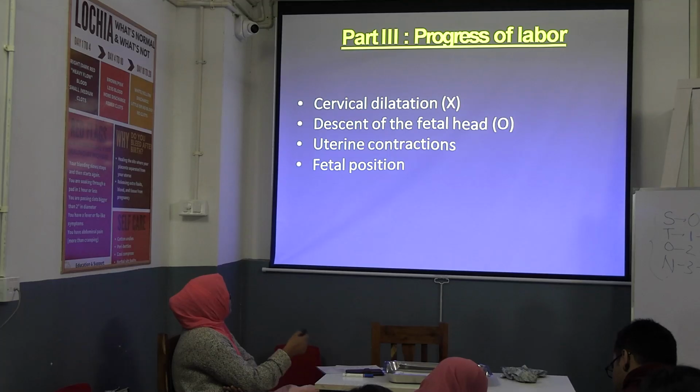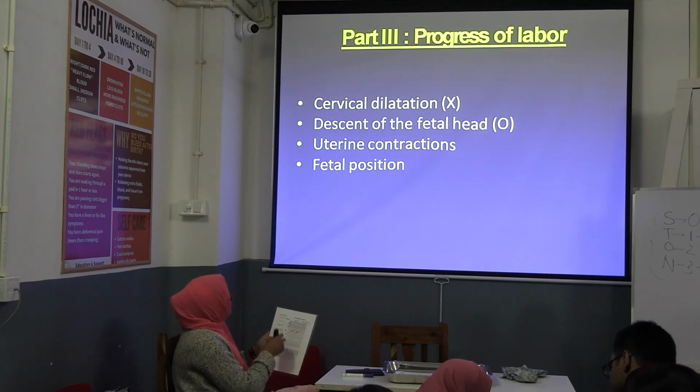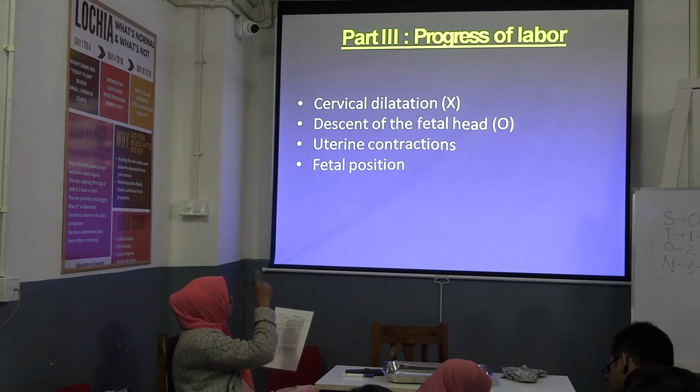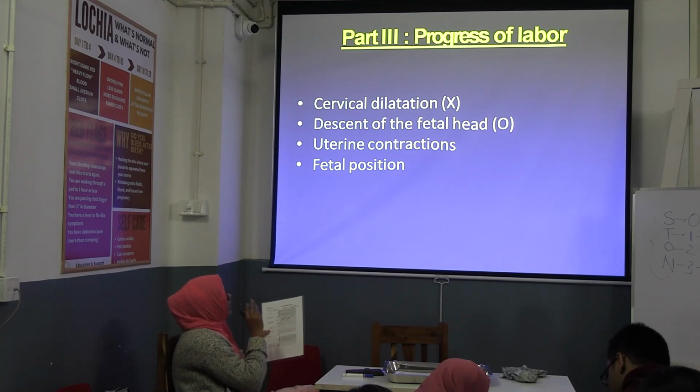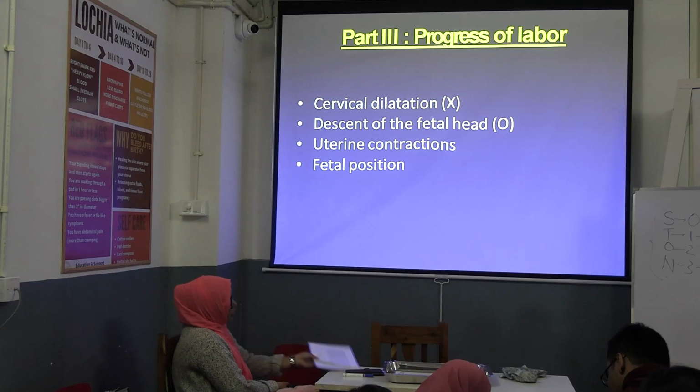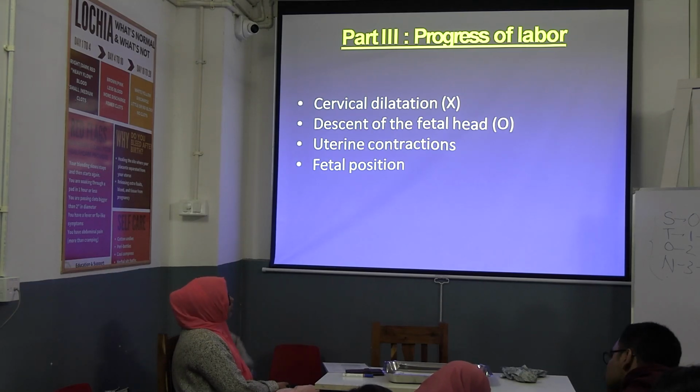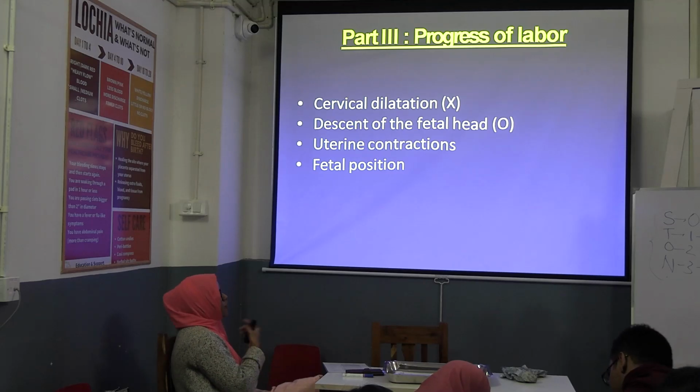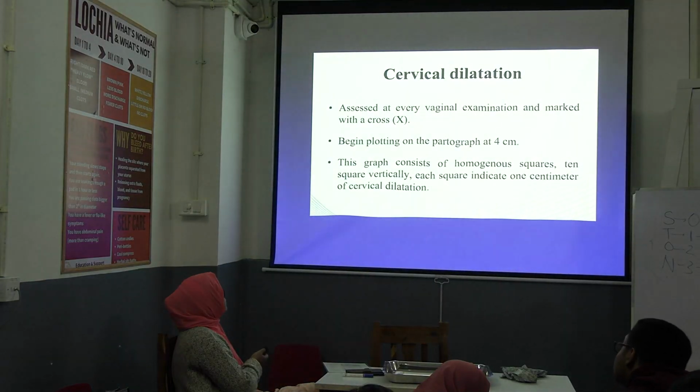Now, the central part of the partograph, that is progress of labor. Cervical dilatation is plotted as a cross sign and descent of head is taken as a 0 sign. Descent of head we take as fifths of the head palpable per abdomen. Okay, 5 by 5, 4 by 5, 3 by 5, 2 by 5 accordingly. And then uterine contraction and fetal position.